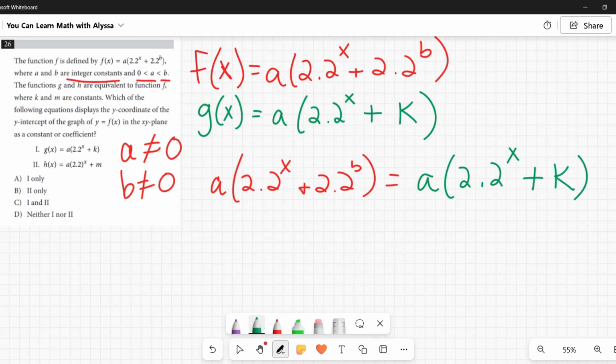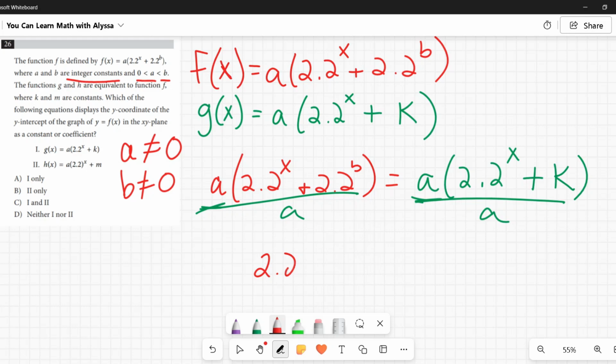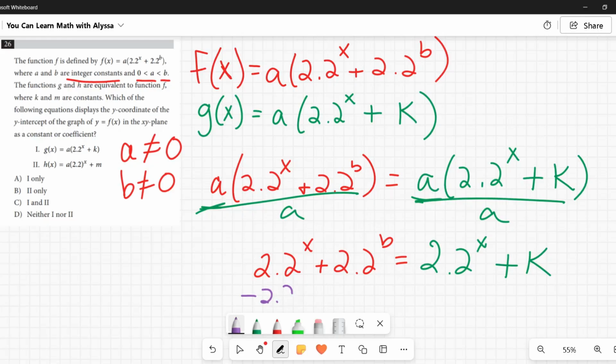Well, I've got some things that I can state are equivalent because of this. Now, some of you might just be able to look at it and see what's equivalent in that equation. If so, that's great. If you can't see that, that's fine too. Don't worry about it. We're going to go through it step by step so you can see where the equivalence is. All right, so first, I have this a out in front on both of them. A is being multiplied by this whole thing. I'm going to divide both sides by a. That leaves me with 2.2 to the power of x plus 2.2 to the power of b on the left and 2.2 to the power of (x plus k) on the right. Now, since that 2.2 to the power of x is being added, I'm going to subtract it on both sides.